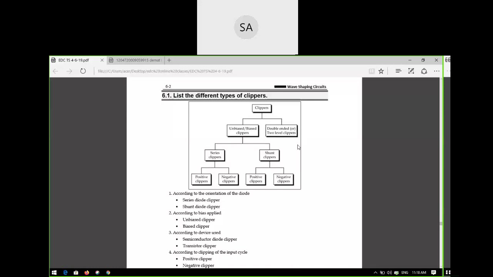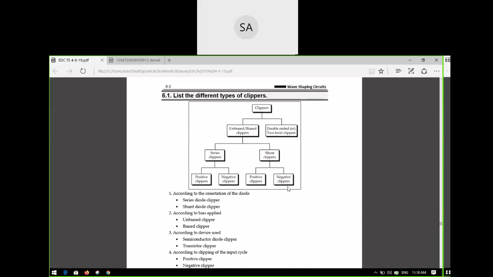All of you maintain running notes, and you have to draw the circuits in this chapter very well. So you have to be ready with pen and paper, all of you. Whenever the circuit diagram is required, you should draw the circuit and analyze. Here you can remember these different types of clippers.